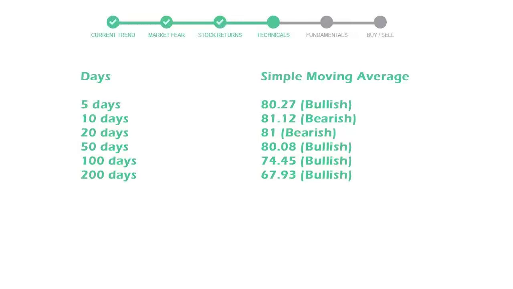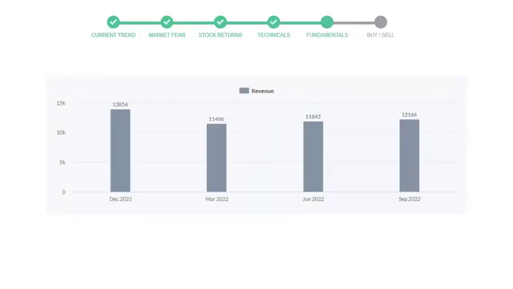Let's look at fundamental analysis. We will mainly see the last 2 quarters of the company. In June 22, the revenue was $11,843 million. In the recent quarter, September 22, it increased to $12,166 million.